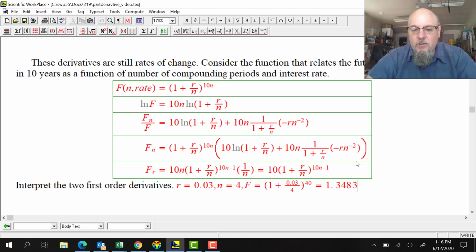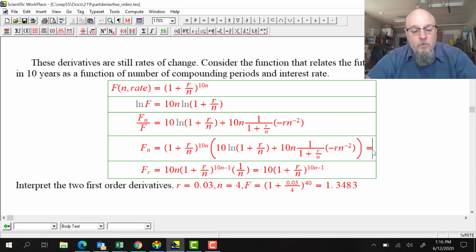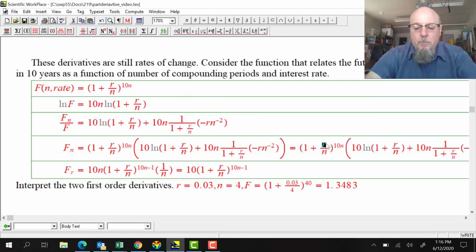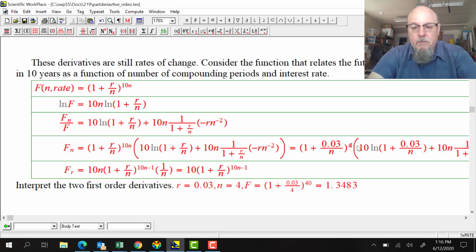Well, I have these partial derivatives here. That's what the interpretation is financially. So this derivative with respect to n means if I could increase the number of compounding periods, how much would the future value of my dollar go up? So I'm going to take this expression and plug in numbers. Everywhere there's an r, I'm going to put 0.03. Everywhere there's an n, I'm going to put a 4, because I want to get the slope at that point.